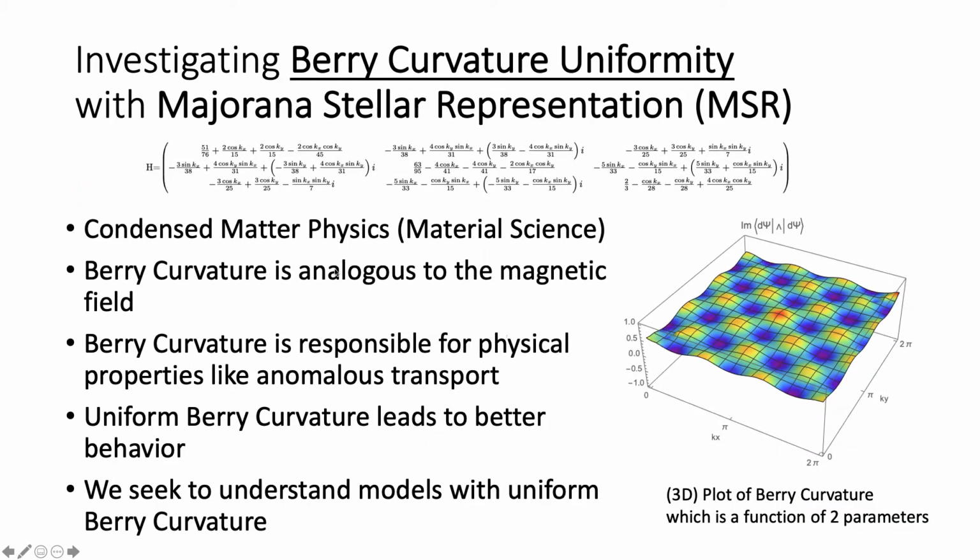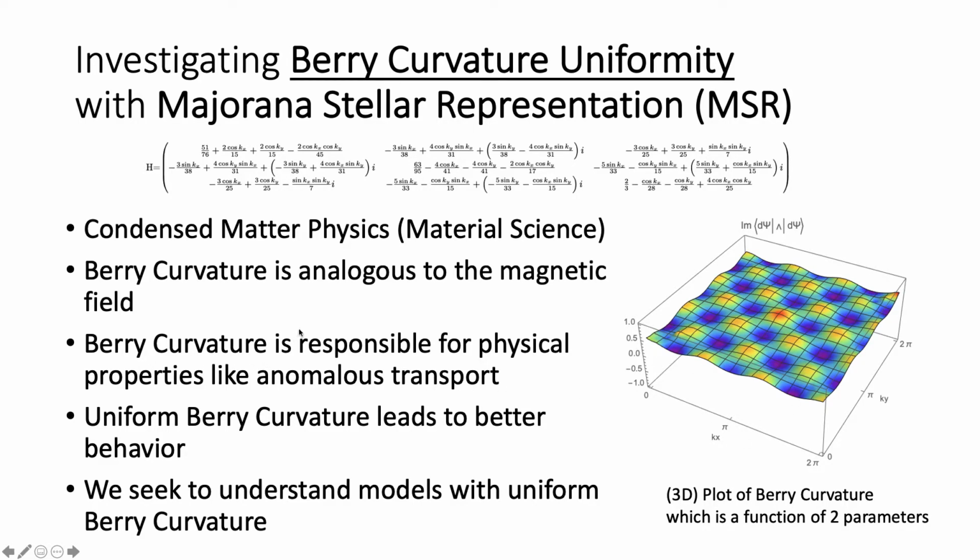Now my research deals with investigating Berry curvature uniformity with the Majorana stellar representation. We are interested in condensed matter models with non-trivial Chern number that has a relatively uniform Berry curvature. One such model is found in my mentor's paper, and this 3x3 Hamiltonian matrix, when I calculate the Berry curvature of this model, I get the following graph. The calculation was done in Mathematica, and you can see that the Berry curvature is relatively uniform.